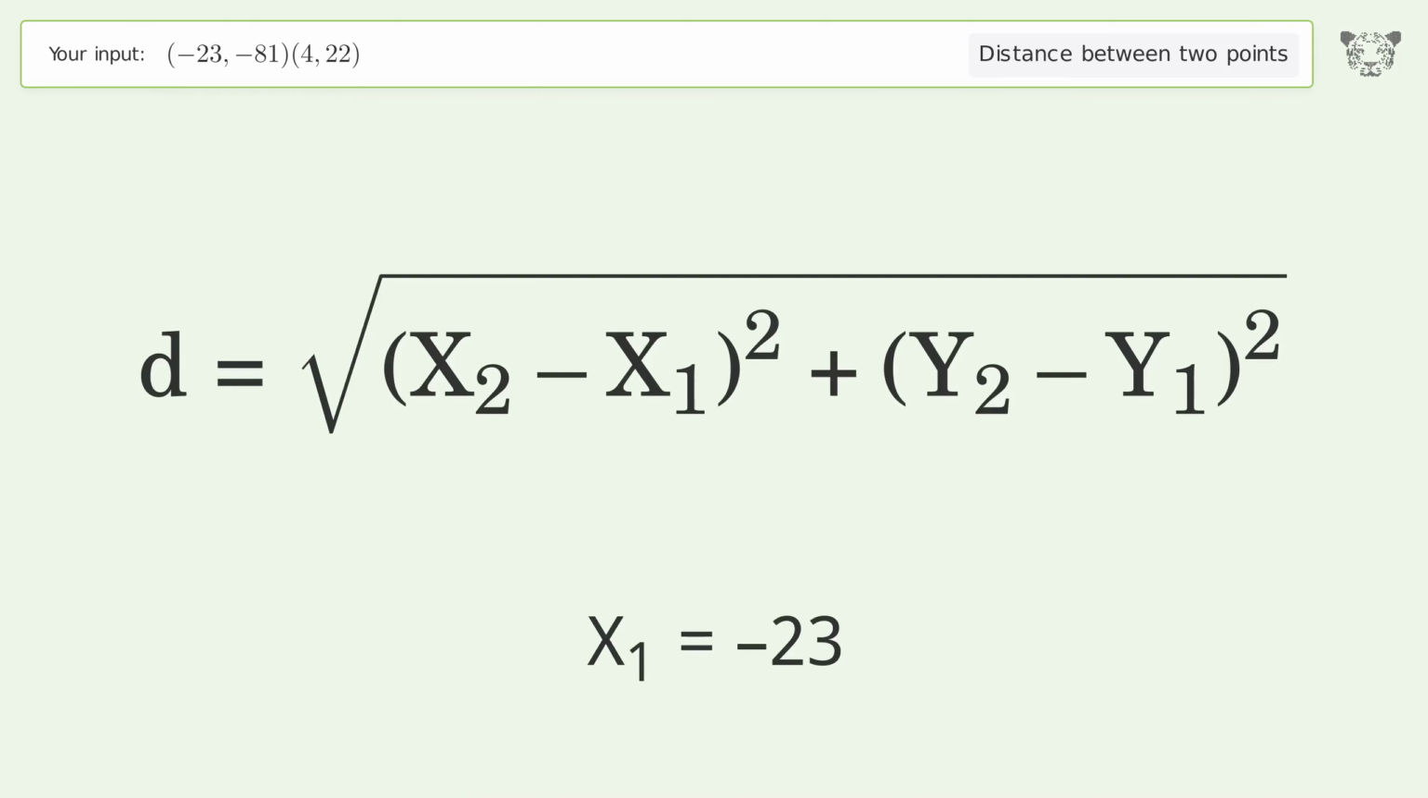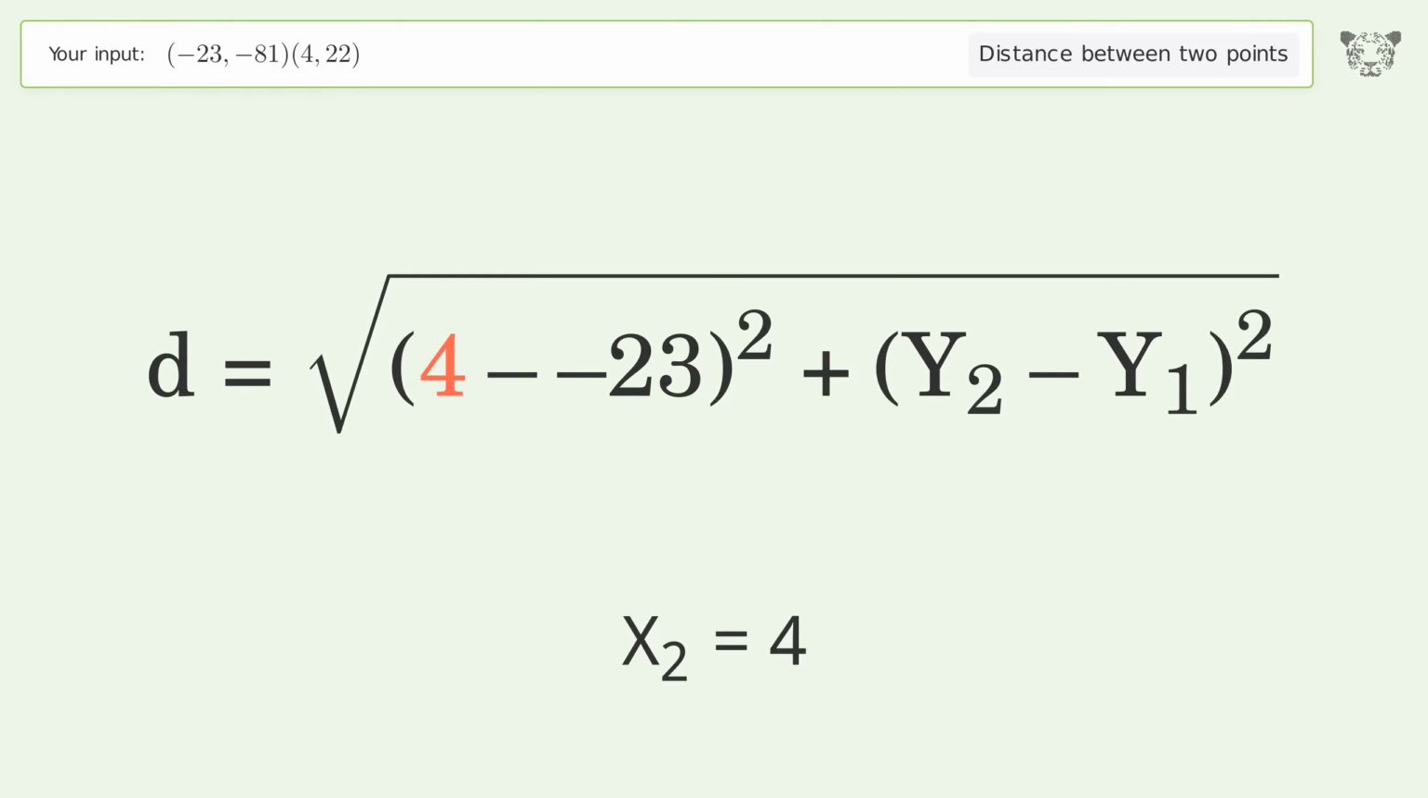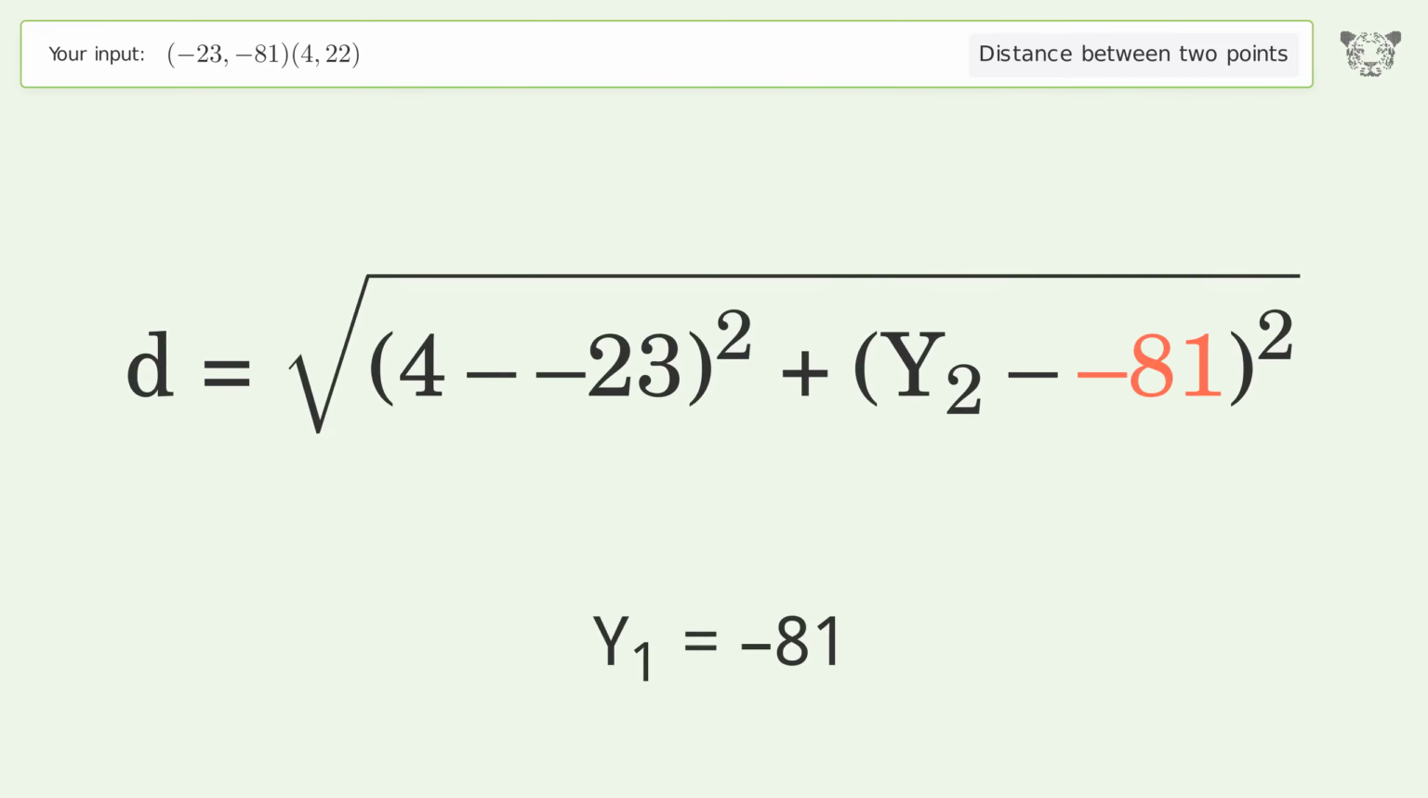x1 equals -23. x2 equals 4. y1 equals -81. y2 equals 22.